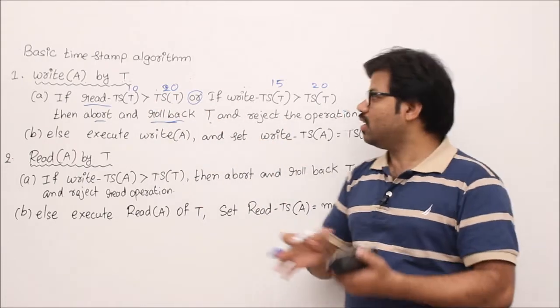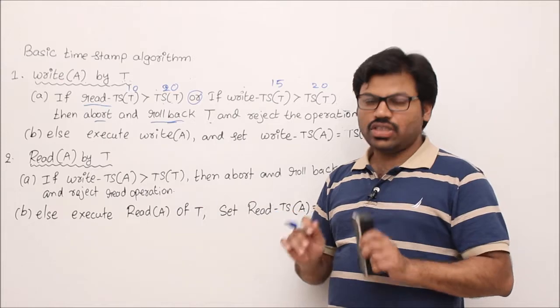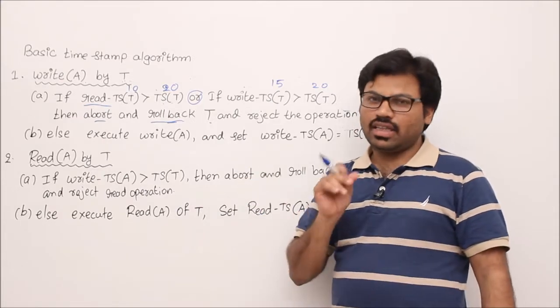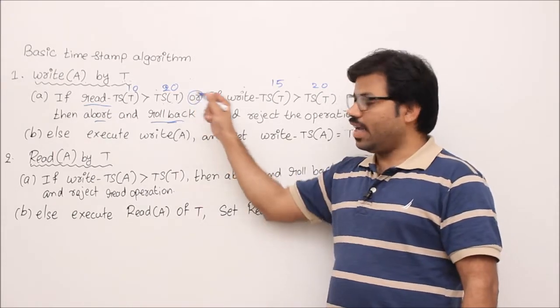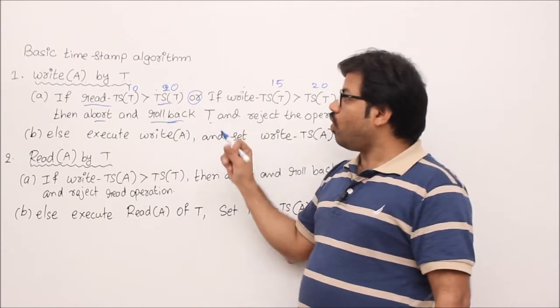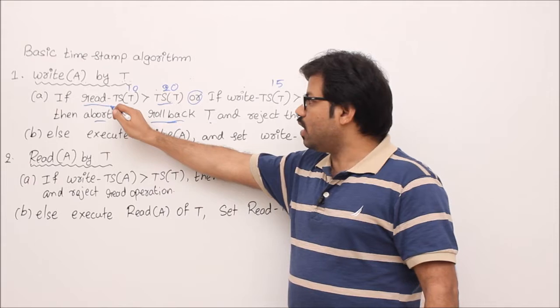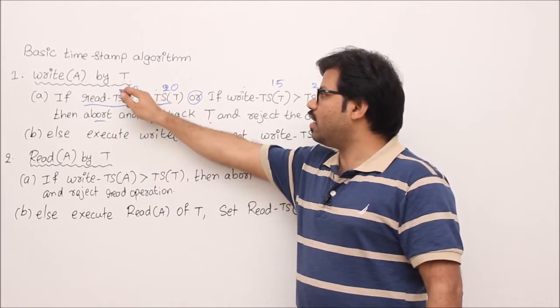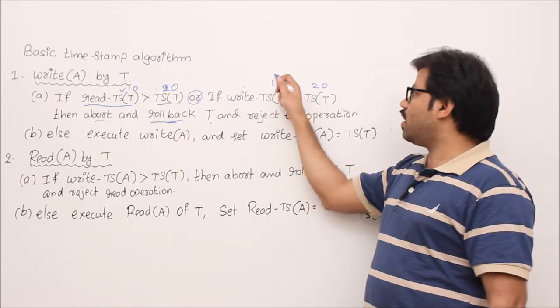Now see the situation. What could be the situation? So timestamp of T is 20. That means now currently there is a transaction whose timestamp is 20. But so far, who is the youngest reader? 10. Who is the youngest writer?